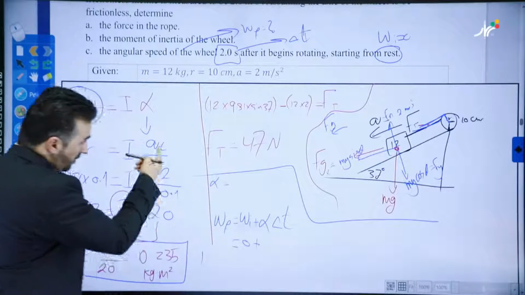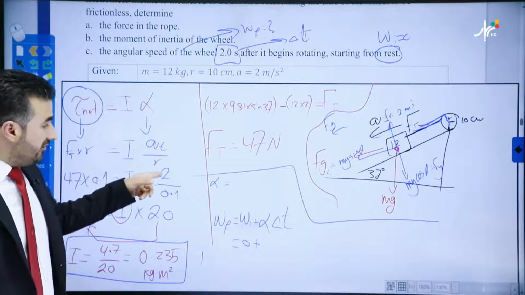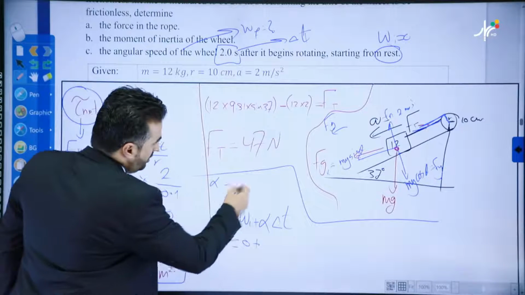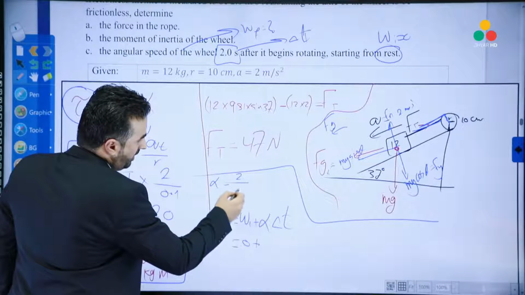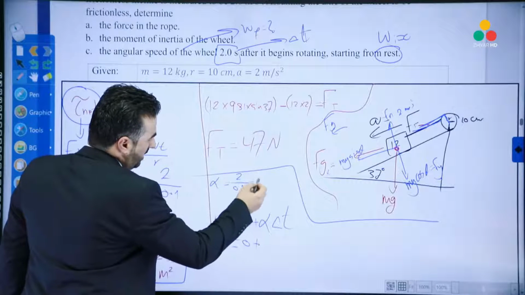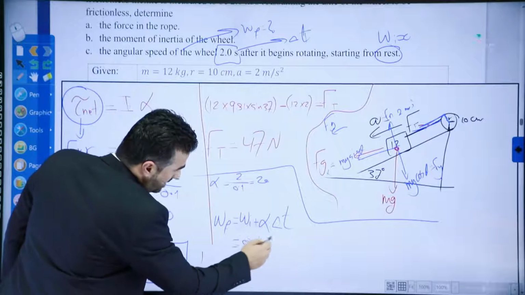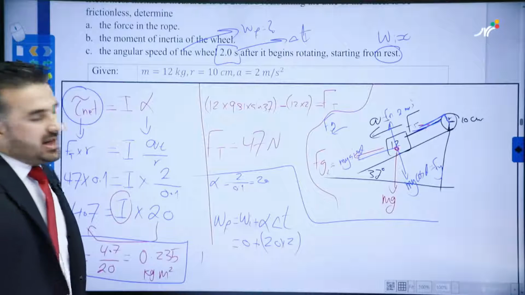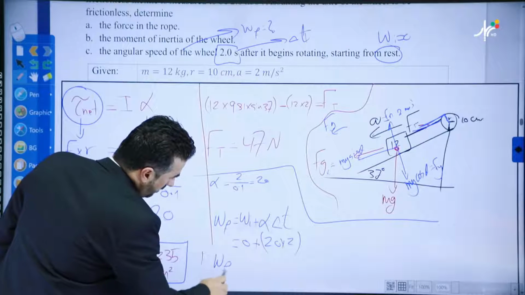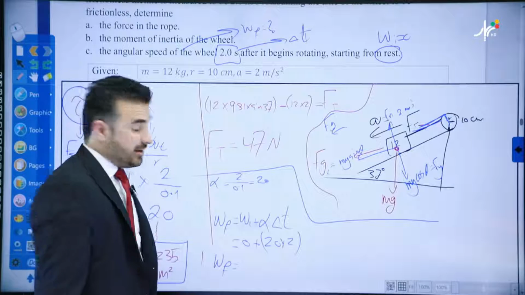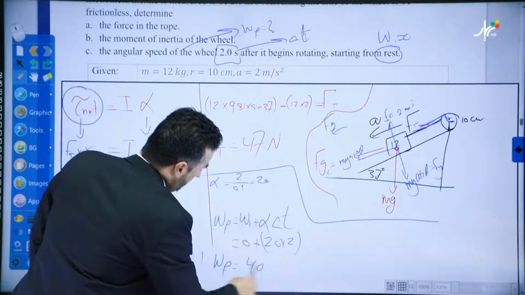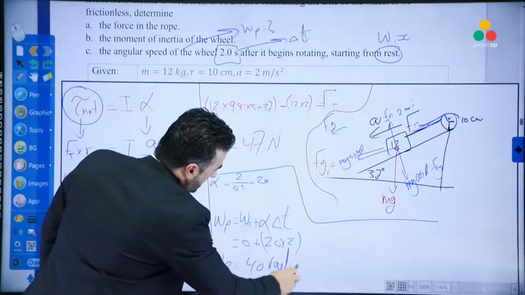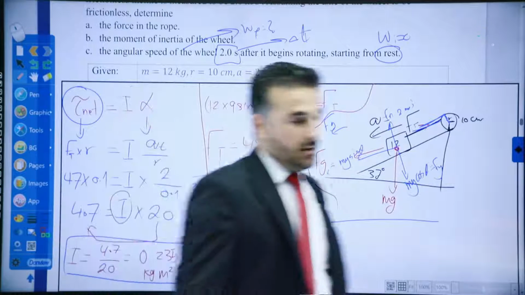Angular acceleration, we found it, by the way. Angular acceleration is tangential divided by the radius. 2 divided by 0.1, that is 20. If not, you could do it again. 2 divided by the radius 0.1, that is basically 20. So in this case, 20 multiplied by 2, and of course, you tell me what is the answer. So we can say omega final equals 40. And what is the unit of omega final? That is radian per second. Well done.